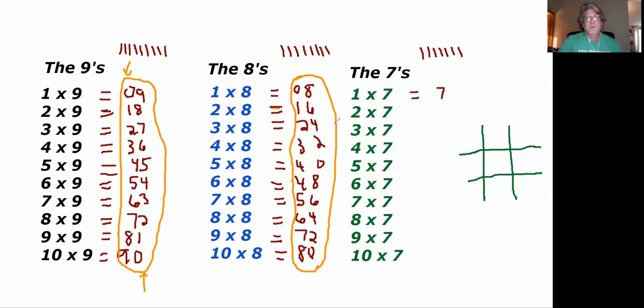So the 4th number down is your 4th fact. So 4 times 8 would be the 32. The 7th fact down, 1, 2, 3, 4, 5, 6, 7, fact down is 7 times 8. That would be 56. So that kind of helps you with that.